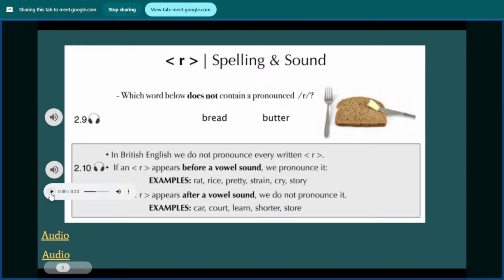Okay? We pronounce it: rat, rice, pretty, strain, cry, story. We do not pronounce it: car, court, learn, shorter, store. Okay? Easy?